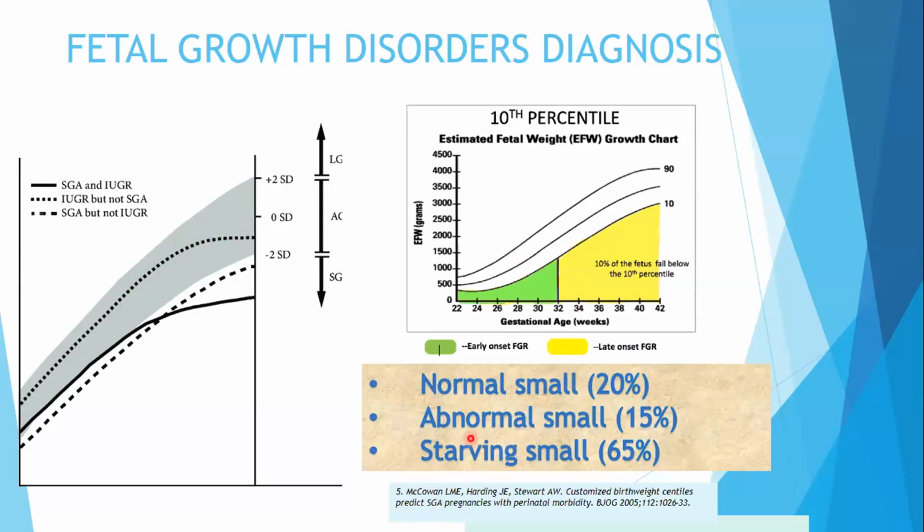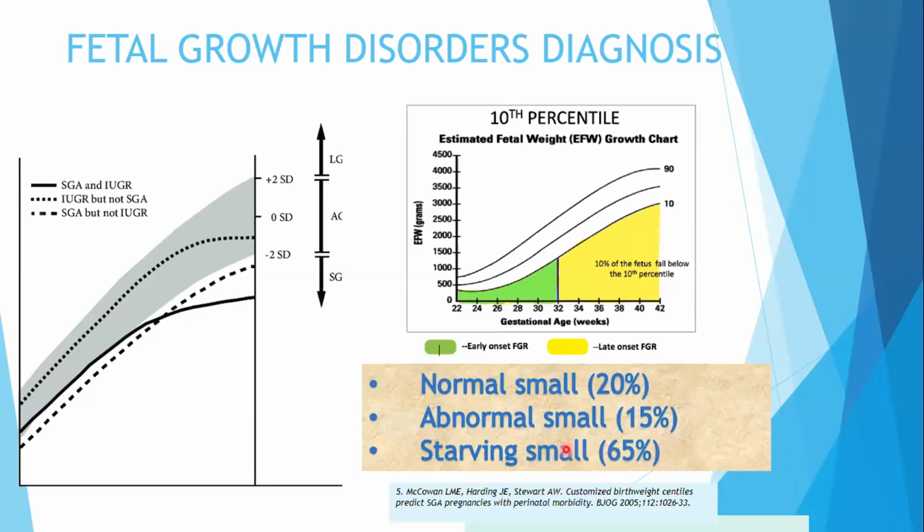Now, in this study which was done by McCowan and others, you'll note that babies who are small for gestational age actually consisted of these 3 groups. Those who are normal small, these are constitutionally small babies who are healthy. And also there were abnormal small babies, which formed 15% of these. When we say abnormal small babies, what we mean is that they have some other pathology which is causing them to not grow so well, like chromosomal abnormalities, congenital abnormalities, or even congenital infections. And then we have this small group, which is starving small, which due to uteroplacental insufficiency is failing to achieve its genetically predetermined growth.